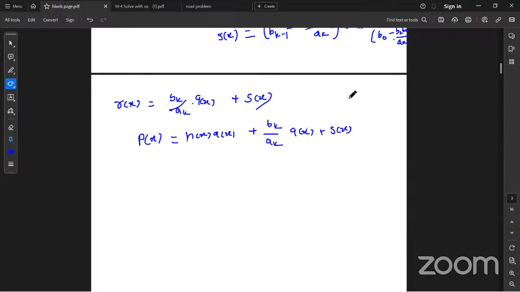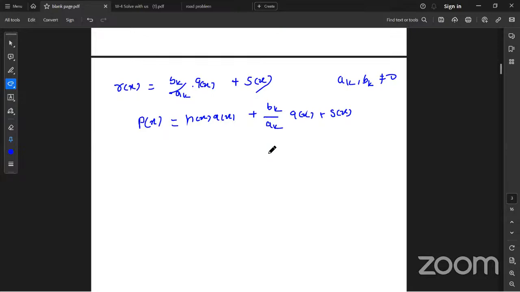Here ak and bk are not equal to 0. Then we can take qx common, because we are taking this polynomial as squared degree. Take qx as common. What will you get? Hx plus bk by ak, plus Sx, into qx plus Sx.